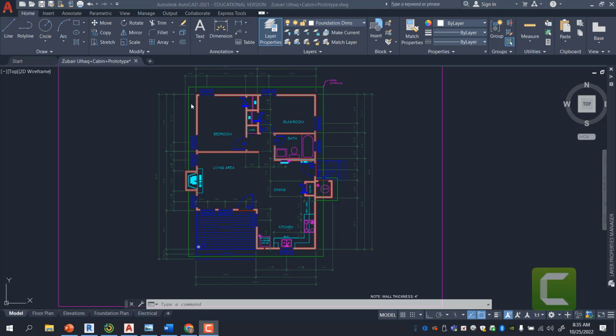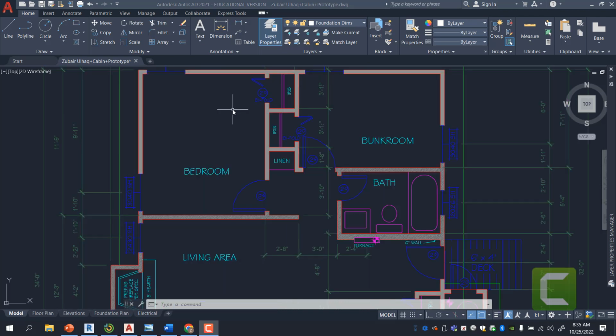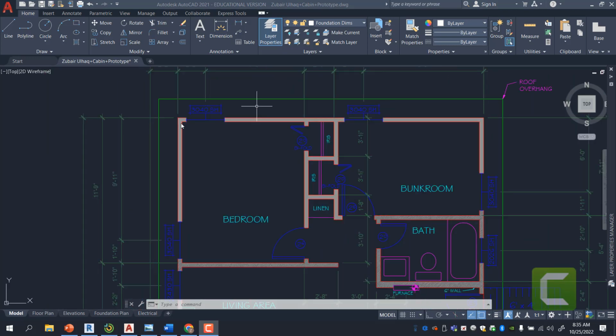Alright guys, in this video we're going to be learning how to read multiple and various different types of plans. So one of the first plans we have is the first floor plan of this cabin. And the whole point of doing a plan is to figure out how to construct this plan. All you want to do is try to dimension from out to out.